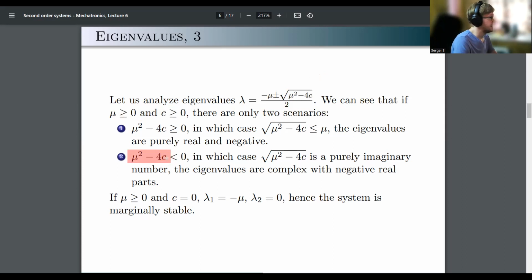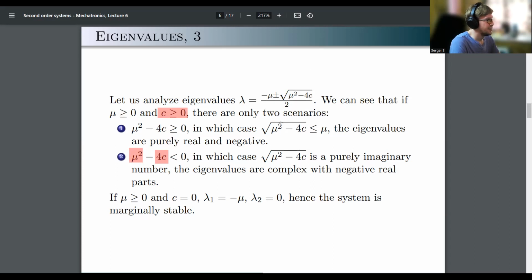Let's say this guy is negative. By the way, this could have been 0 too. Everything that I said would have been the same if it was 0. Now, go back. Negative one: mu squared minus 4c is negative. This, of course, means that 4c is bigger than mu squared, since c is still a positive number. So mu squared minus 4c is a negative number.